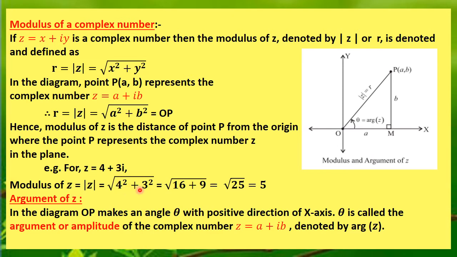Not to take i, only the imaginary part, real number 3 square. So root of 16 plus 9 is equal to root of 25, is equal to 5.